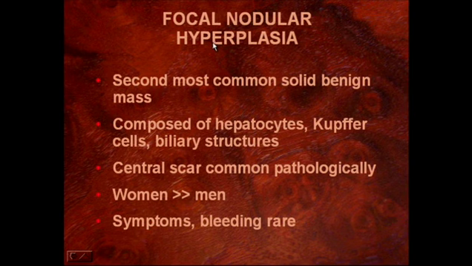Now let's move on to focal nodular hyperplasia. This is the second most common solid benign liver lesion after hemangiomas. These lesions are composed of hepatocytes, Kupffer cells, and biliary structures. They often have a central scar that's seen pathologically. They're significantly more common in women than in men, and they're generally asymptomatic. Symptoms such as pain or bleeding are quite uncommon.